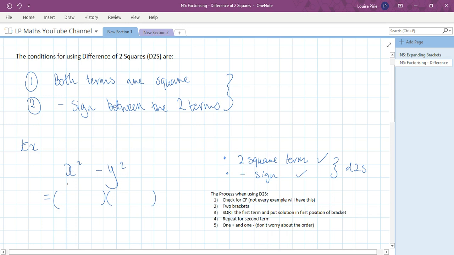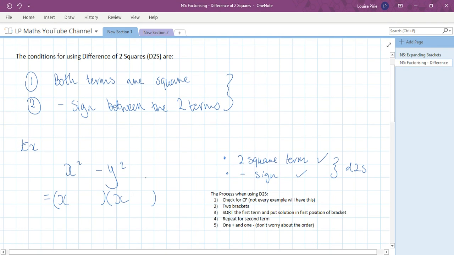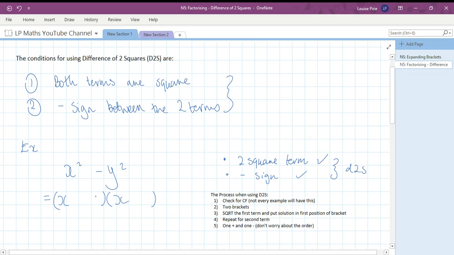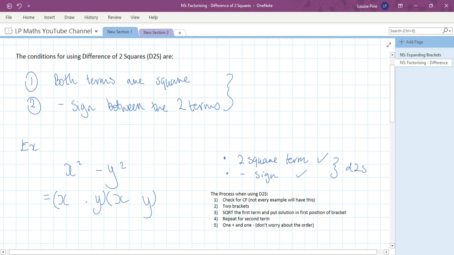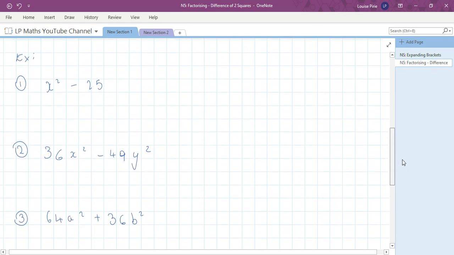So the square root of x squared is just x. I'm going to put that in the first position of both the brackets. I'm going to repeat this for the second term, putting the solution into the last position in the bracket. So the square root of y squared is y. We have 1 plus and we have 1 minus. Now, don't worry about the order. It doesn't matter. You can put the minus in the first bracket if you want and the plus in the other one. Just as long as there's 1 plus and 1 minus, that is how we do difference of two squares. So I'm going to get stuck in with some examples for you today.